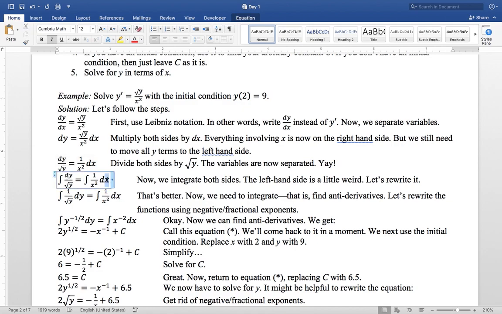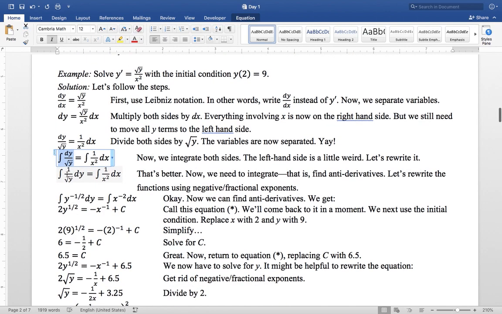And over here, you can see because of the dx, you're integrating with respect to dx. Now the left-hand side, I don't really care for this dy floating around in the numerator. I find it a bit confusing. It's better, I think, to rewrite dy over root y as simply 1 over root y dy, and I think it makes it a bit more clear exactly what function you're integrating if you write it in that form.